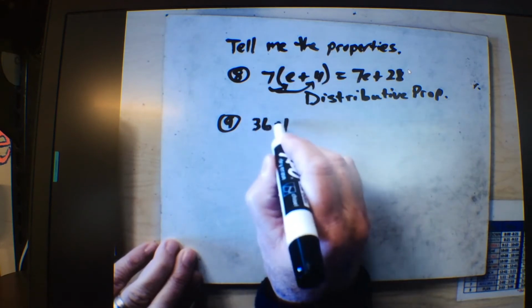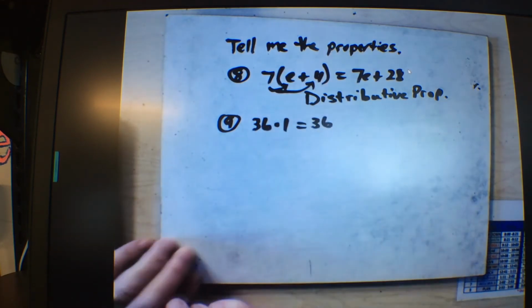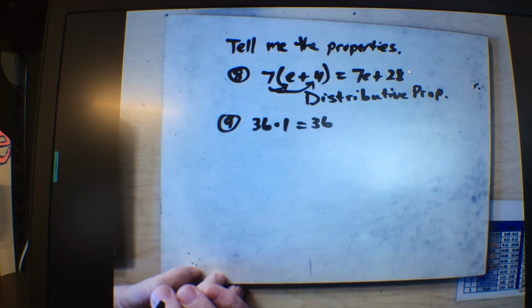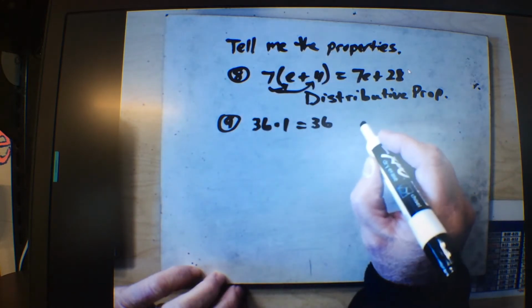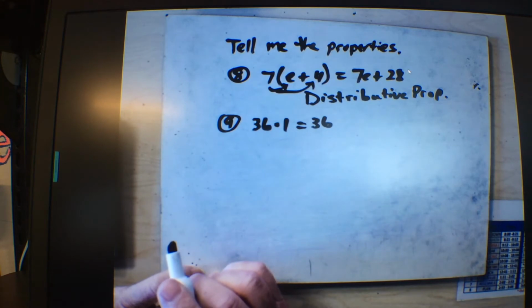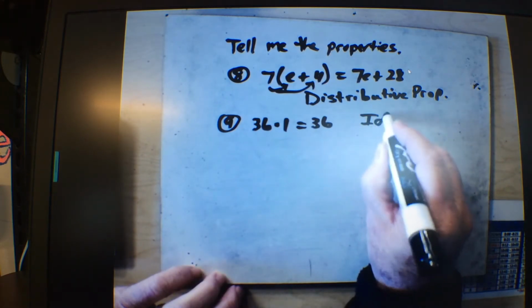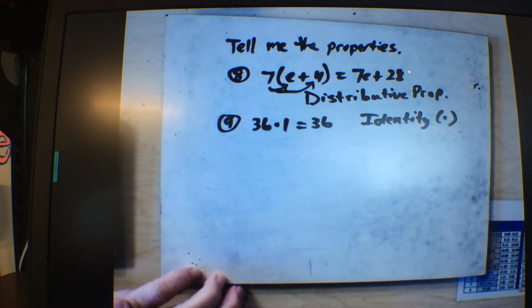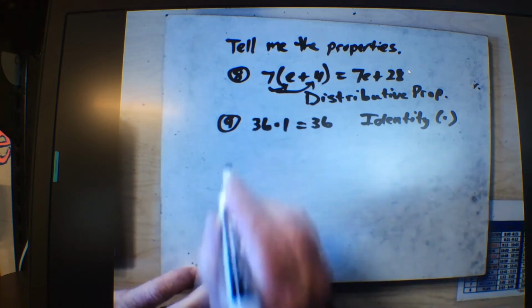36 times 1 equals 36. Ryan, that multiplication identity, yes, it is the identity. We write it like this, the identity of multiplication. But notice I put the multiplication in parentheses, right? Do you understand that, Allie?